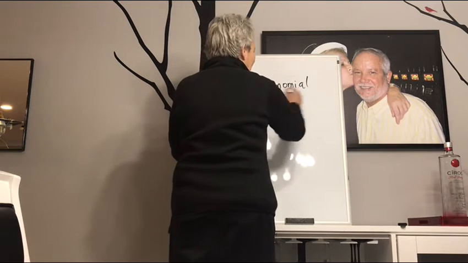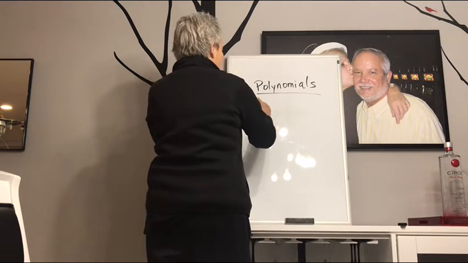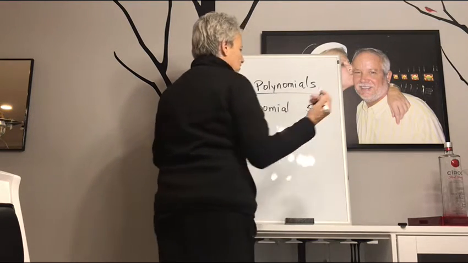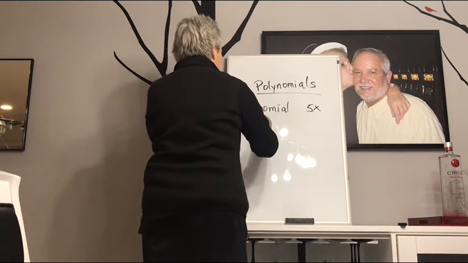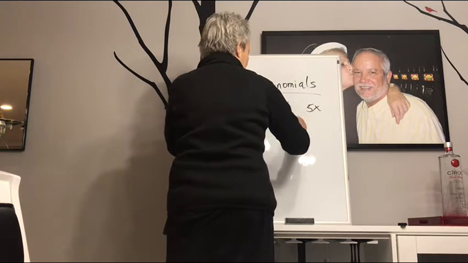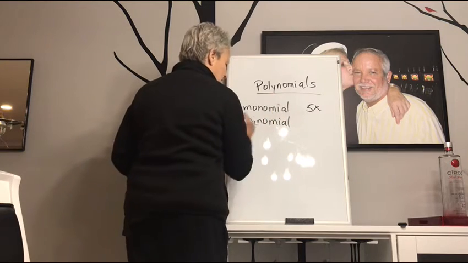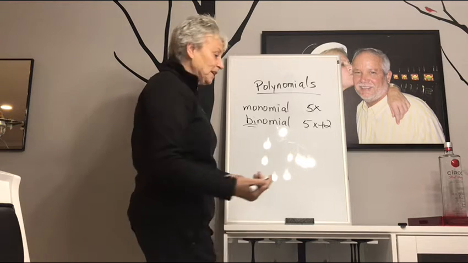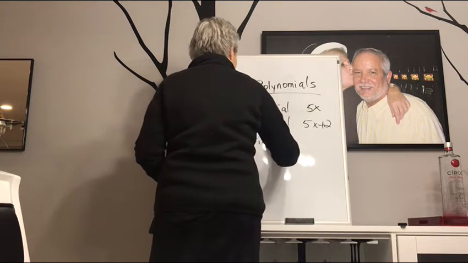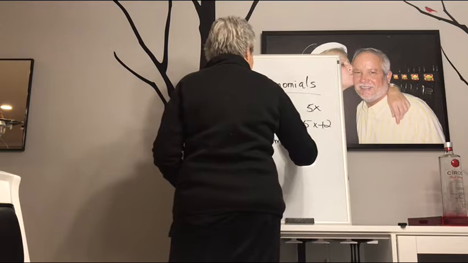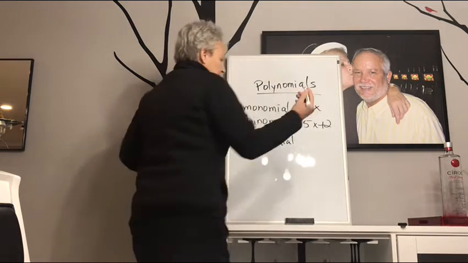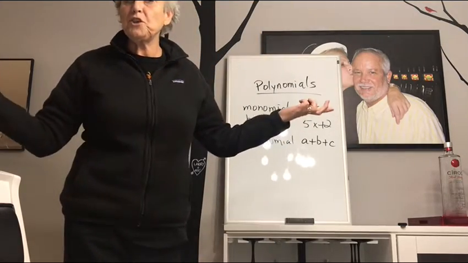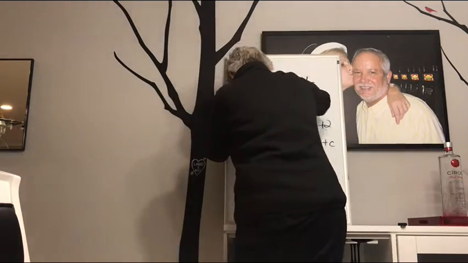So, polynomials. You have a monomial like 5x. You have a binomial, which is two terms, 5x plus 2. Trinomial, easy to figure out. A trinomial is 3 terms, a plus b plus c, a plus b plus 2, whatever. Okay?